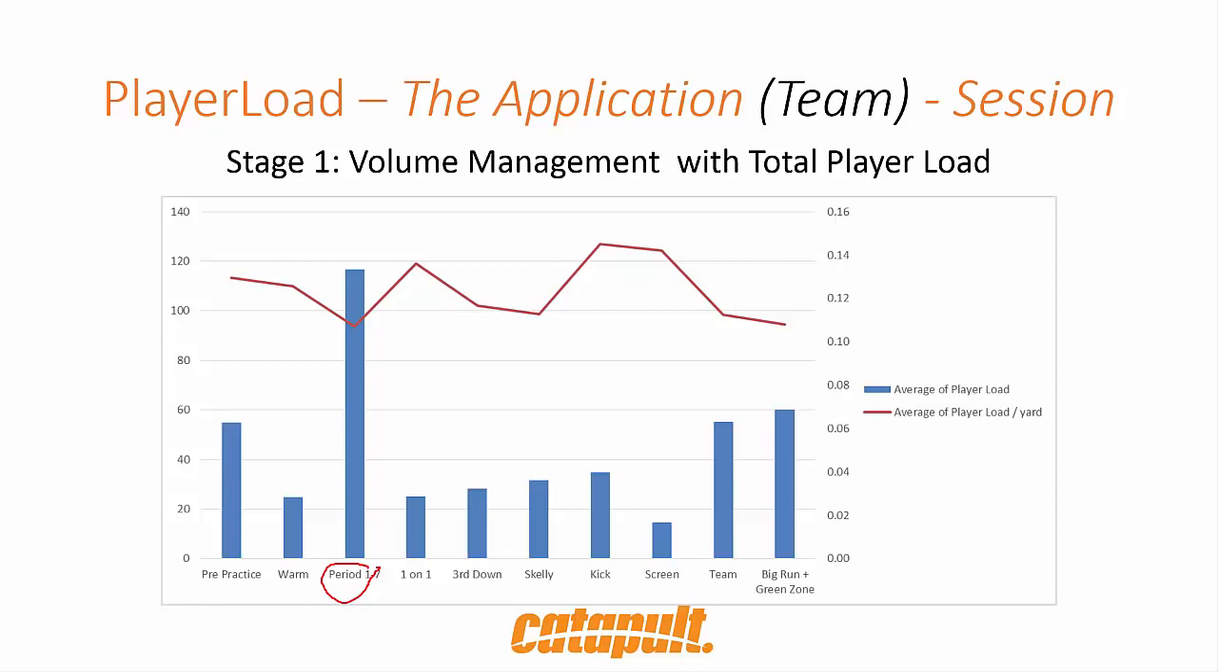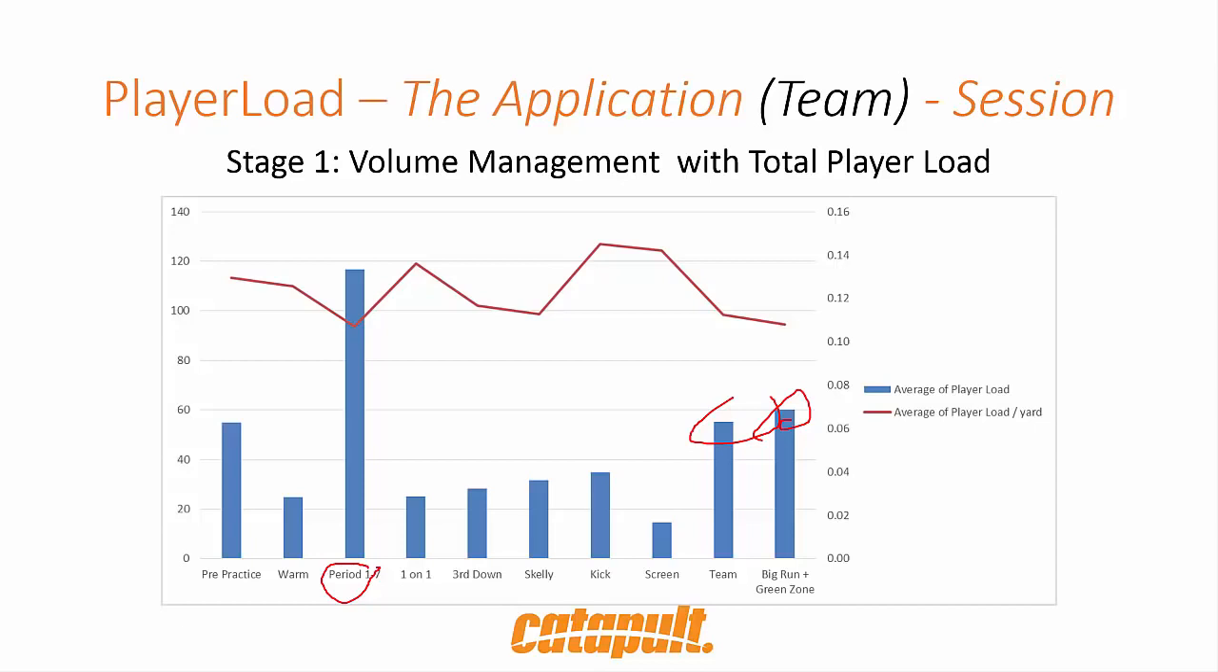But what we're able to gain from this is essentially see what demands are harder in practice, and you can see just the team and the big run in green zone being a pretty big chunk, considering these are 1 period and 2 periods long. So the demand of those and the tempo of those are going to be drastically different.